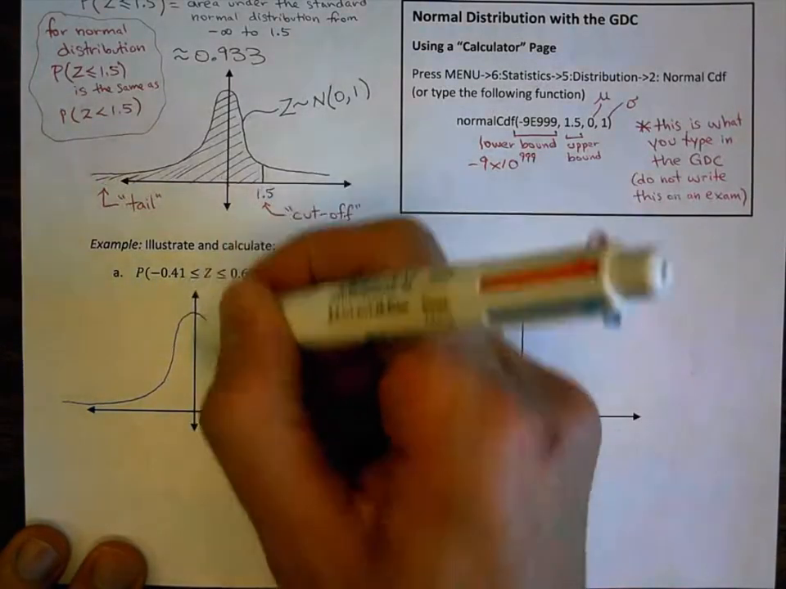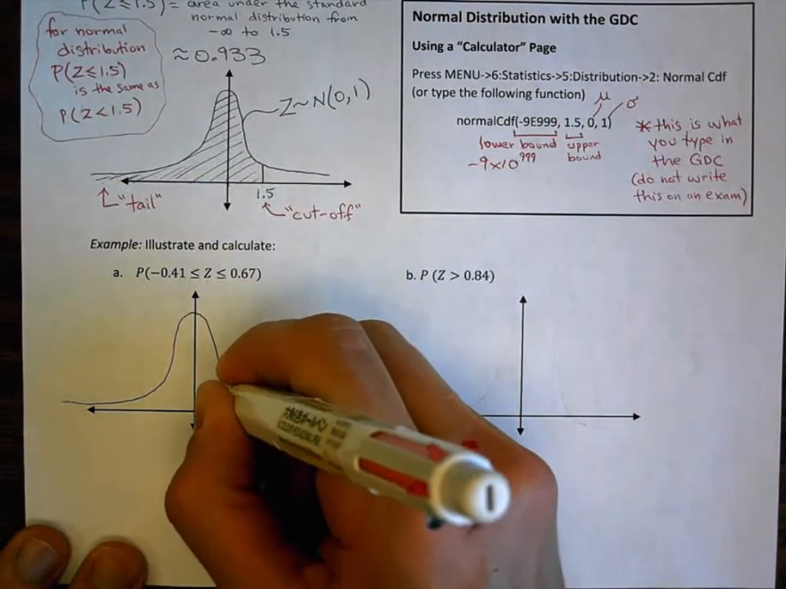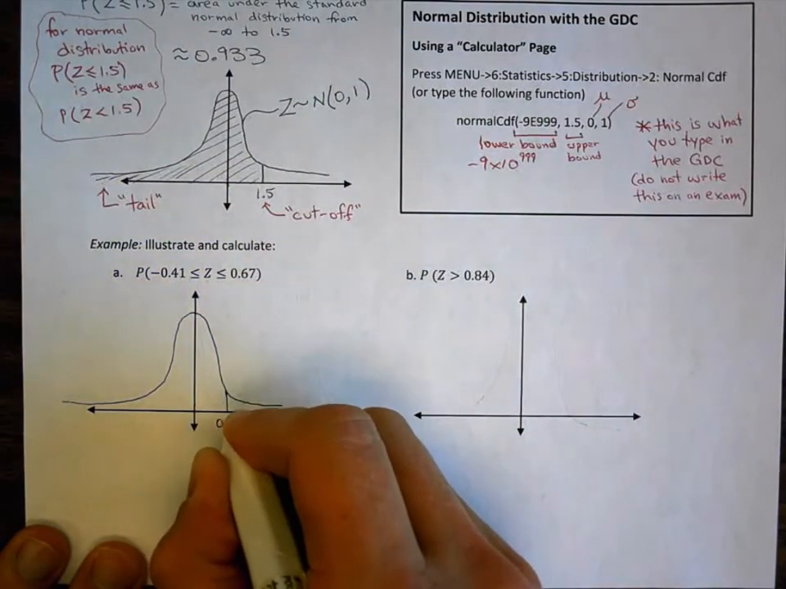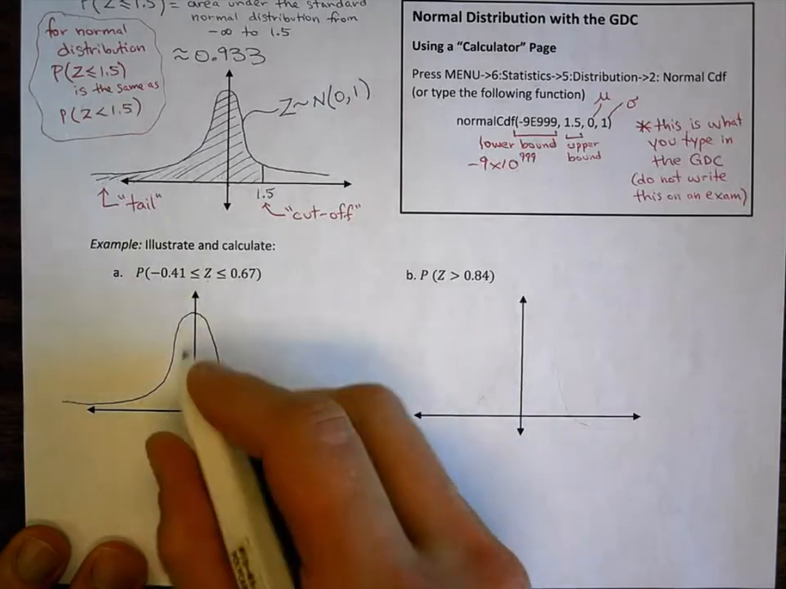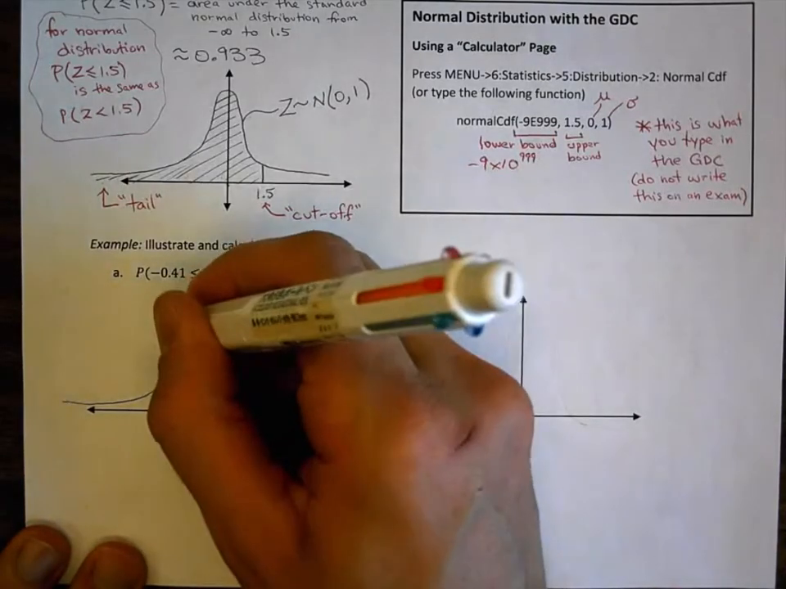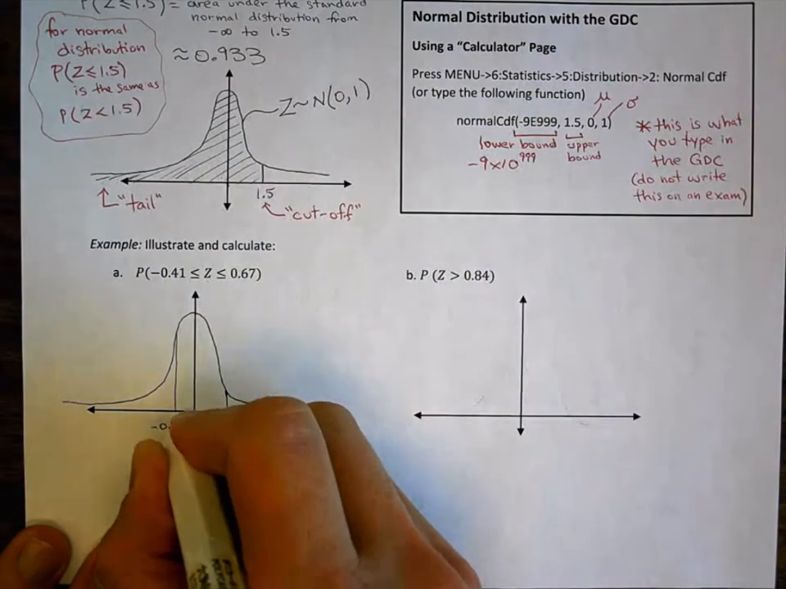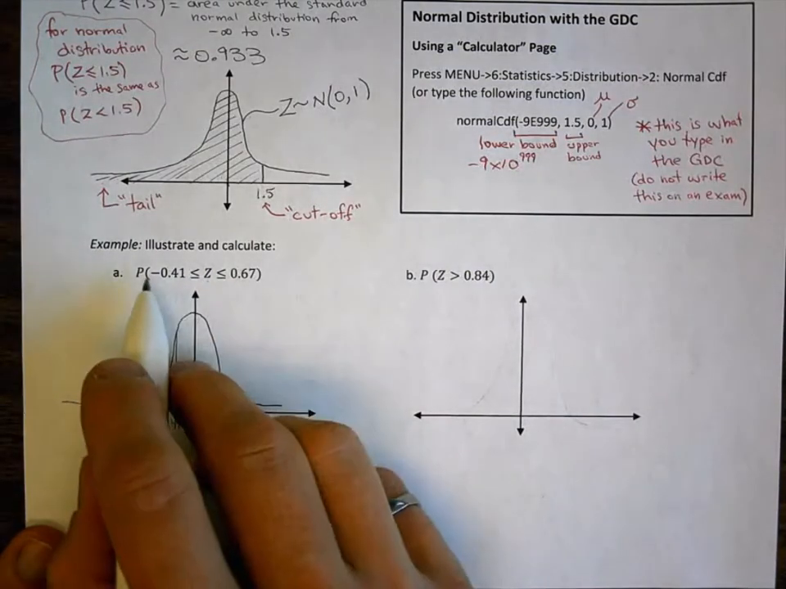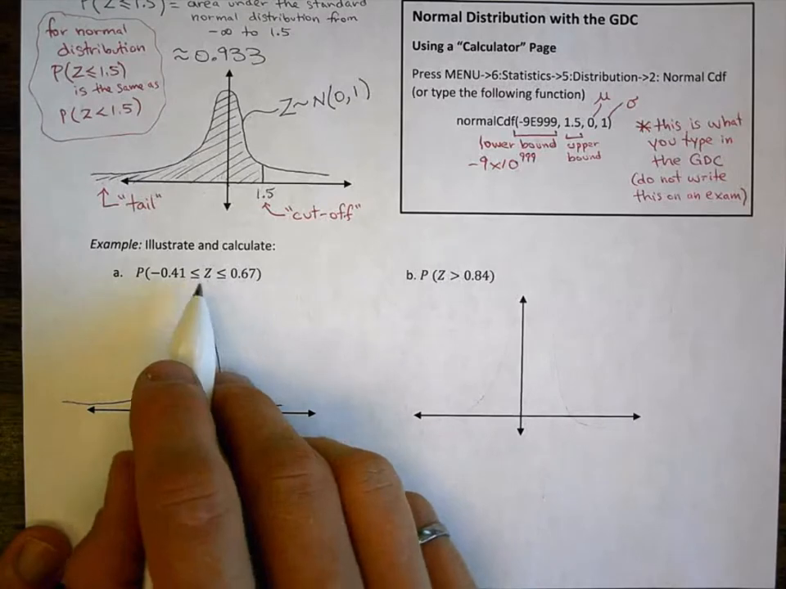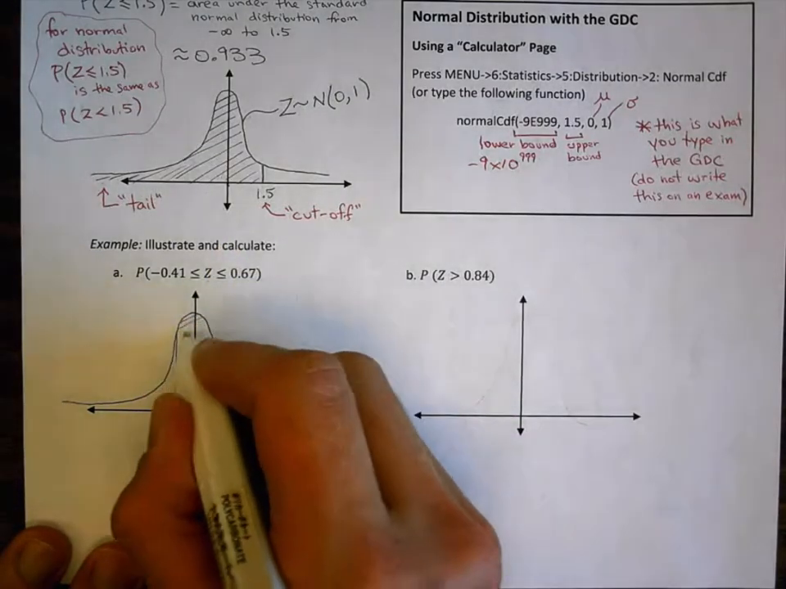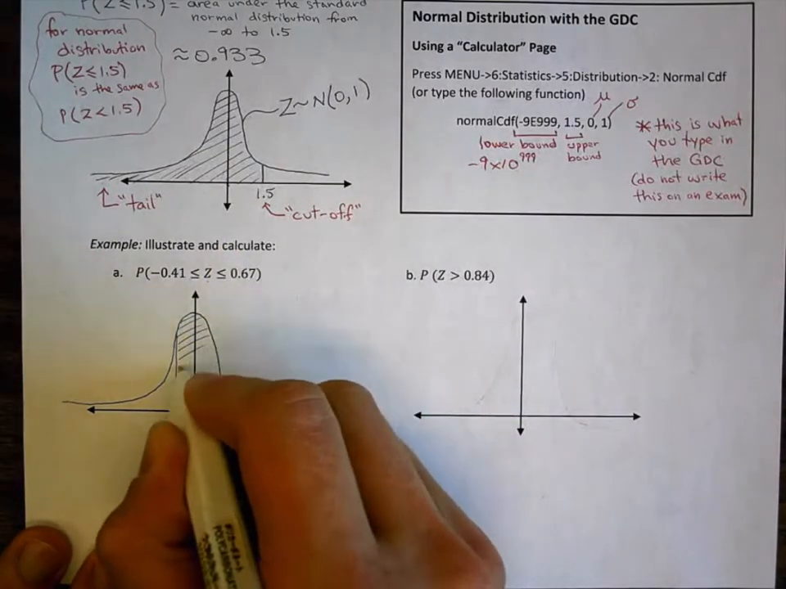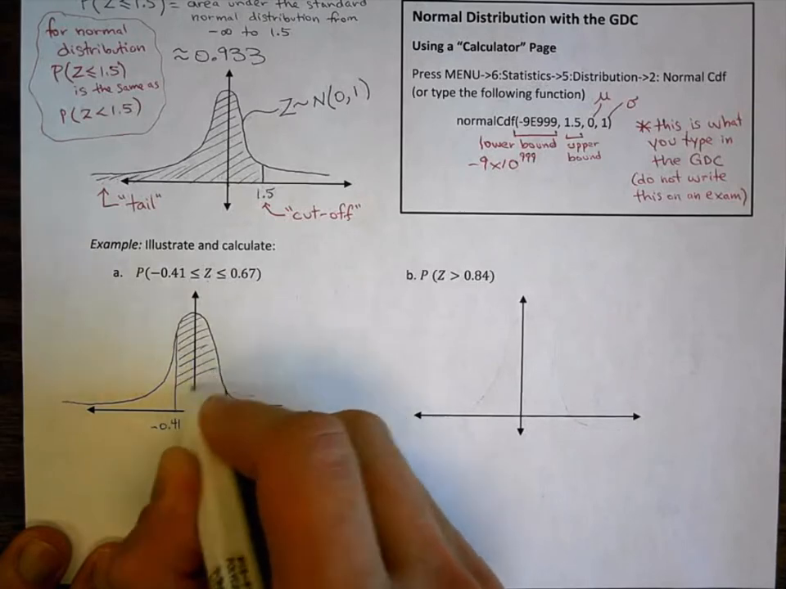Well, if this is 0, 0.67 is somewhere to the right of the axis, and negative 0.41 is somewhere to the left, but not quite as far over. It's just an approximate sketch. We want to find the probability that Z is between those two. So we want to find the probability of being in this space. So we want to find this area.